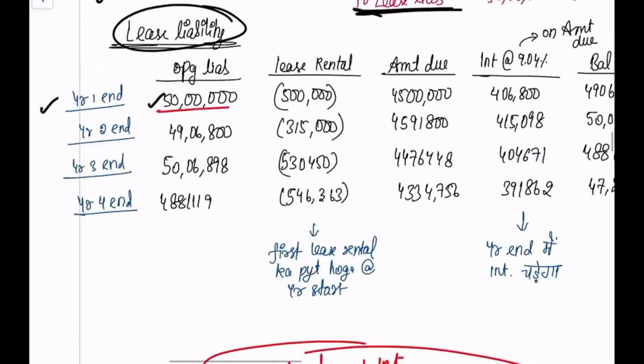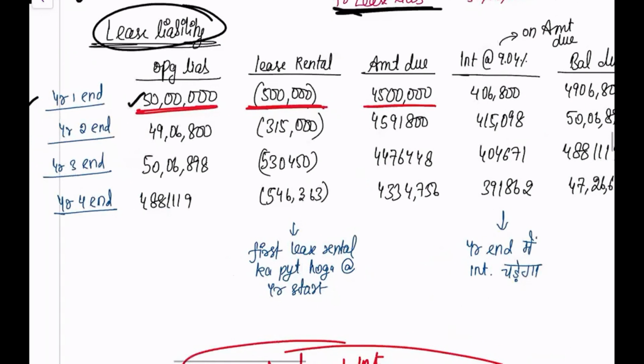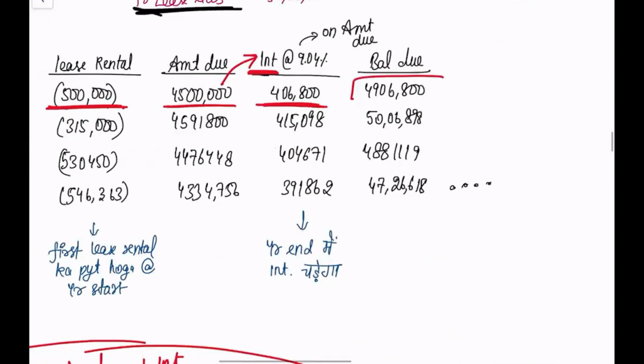Suppose here we are taking year beginning. Your opening balance was 50 lakh rupees. At the year beginning itself, you paid 5 lakh rupees, so your present value now is 45 lakh rupees only. So at year one end, the remaining value is 45 lakh rupees. Throughout the year, you would have incurred a finance cost of 4,06,800. On this 45 lakh, you have to unwind the interest and then find out your balance due.